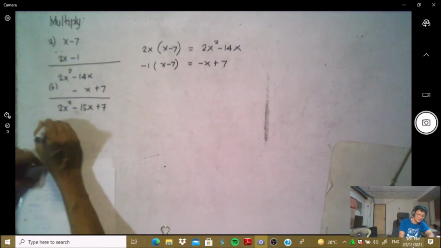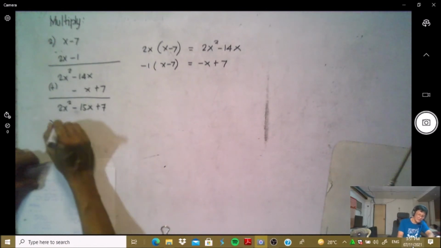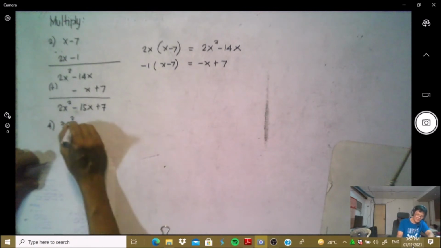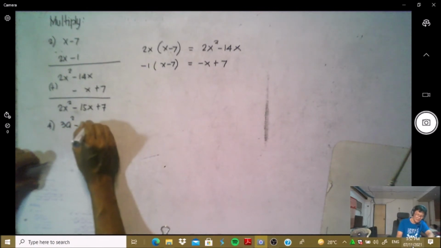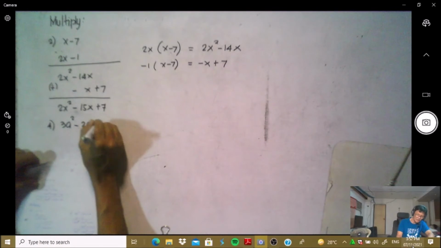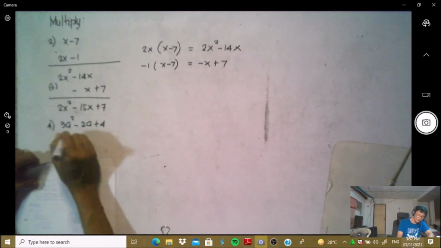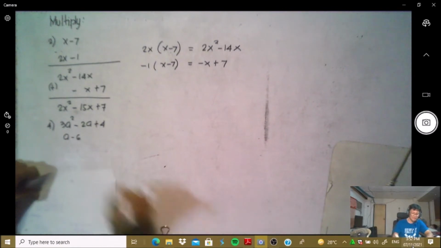For number 4, we have 3a squared minus 2a plus 4 to be multiplied with a minus 6. So therefore, we have binomial against trinomial.